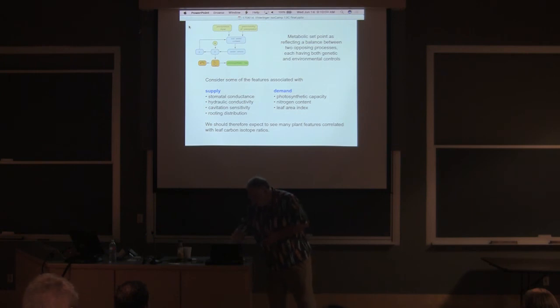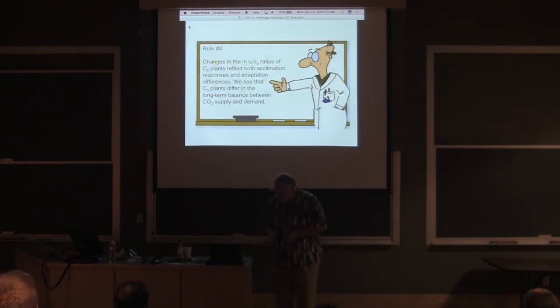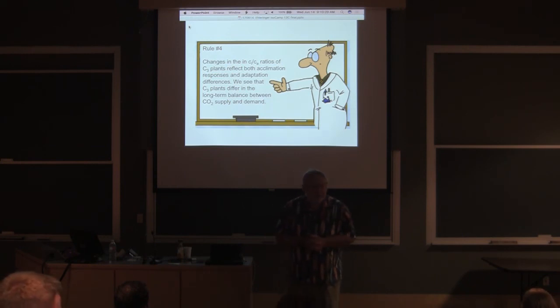If you begin to think of things as supply and demand, some features that might be going together are tied to carbon isotope ratio. Any questions? So the whole idea here is I'm trying to get you to think system scale, leaf scale.